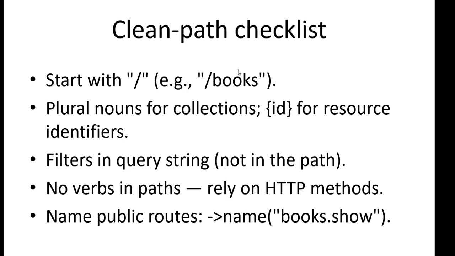So let's look at the checklist. Your route path, don't forget, we're starting with /, plural names for collections and filter inquiry. No verbs in your path. You don't use something like get book ID. You rely on the HTTP method. And name public routes: optionally you can name a public route because you are going to use those routes on another page.